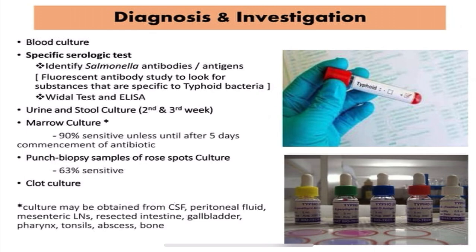Then comes the clot culture. The clot culture is again a modification of the blood culture, where the blood sample is allowed to clot before inoculation into a broth medium. So we are taking the blood sample, allowing it to clot, and then we are inoculating it into the broth medium. Why are we doing this? This technique is aiming to enhance the bacterial growth and isolation.